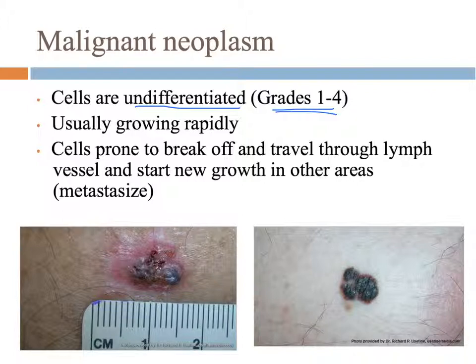Malignant neoplasms usually are growing rapidly, and the cells are prone to break off and travel through the lymph vessels to start new growth in other areas, called metastasizing. So here are some examples of skin cancers. This is basal cell carcinoma and then melanoma, two terms that you're probably very familiar with because skin cancer is a concern today.